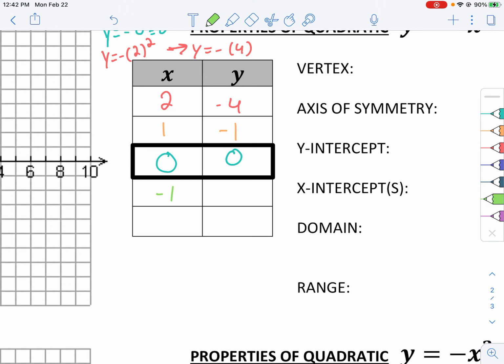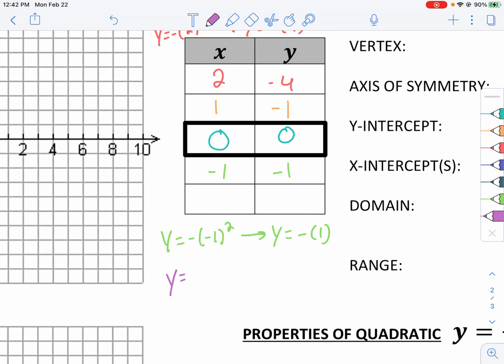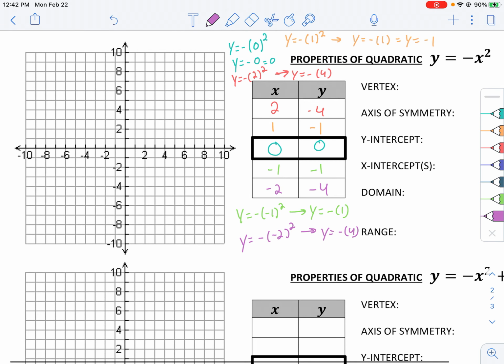All right, let's try negative 1. So y is equal to negative, negative 1 squared, which we square negative 1, that becomes positive 1, so that's negative 1. So we get negative 1. And then for negative 2, y is going to become negative 4. So then we have this function: 0, 0. We have 1, negative 1. We have negative 1, negative 1. We have negative 2, negative 4. And we have positive 2, negative 4.